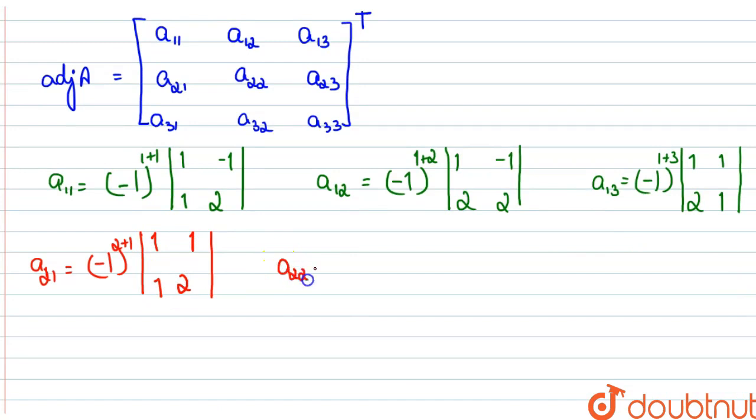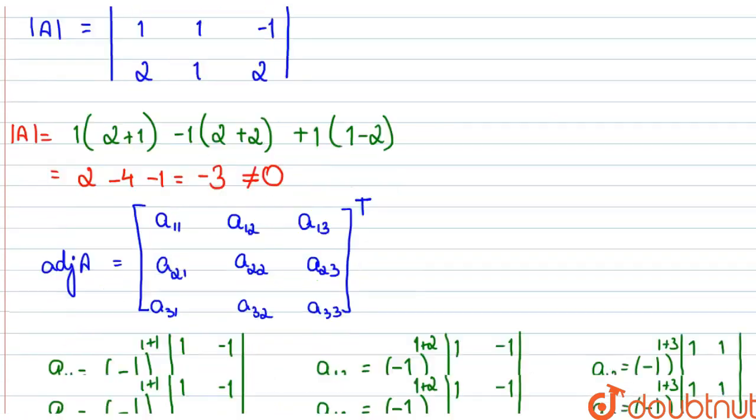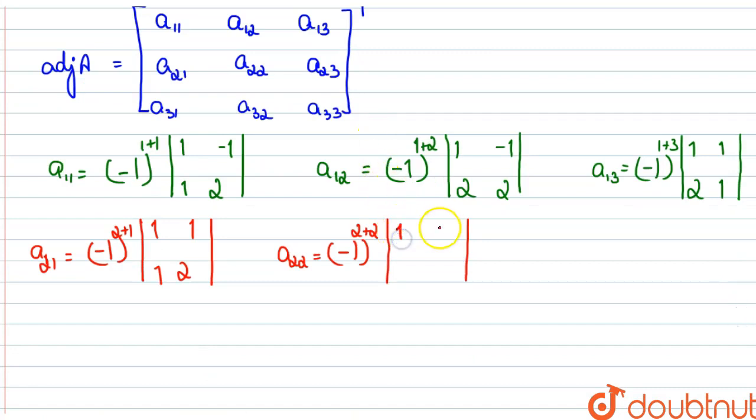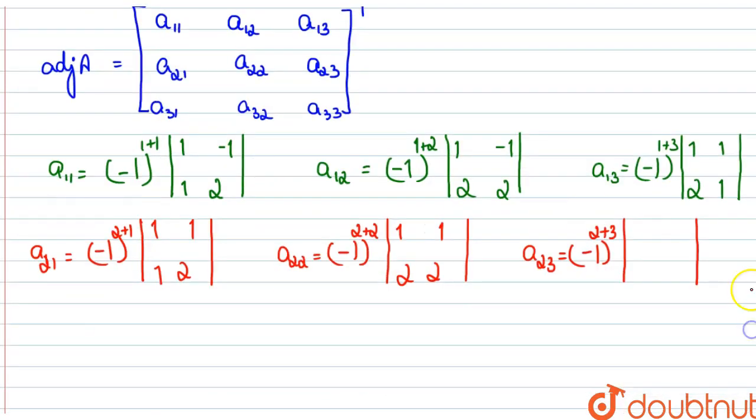Now our A22 will be minus 1 to the power 2 plus 2. Now we leave our second row and second column. So on leaving our second row and second column, we'll have 1 1 2 2. So now we'll put the values. Now our A23 will be minus 1 to the power 2 plus 3 and our determinant of. Now we leave our second row and third column. So we have 1, 1 and 2, 1.